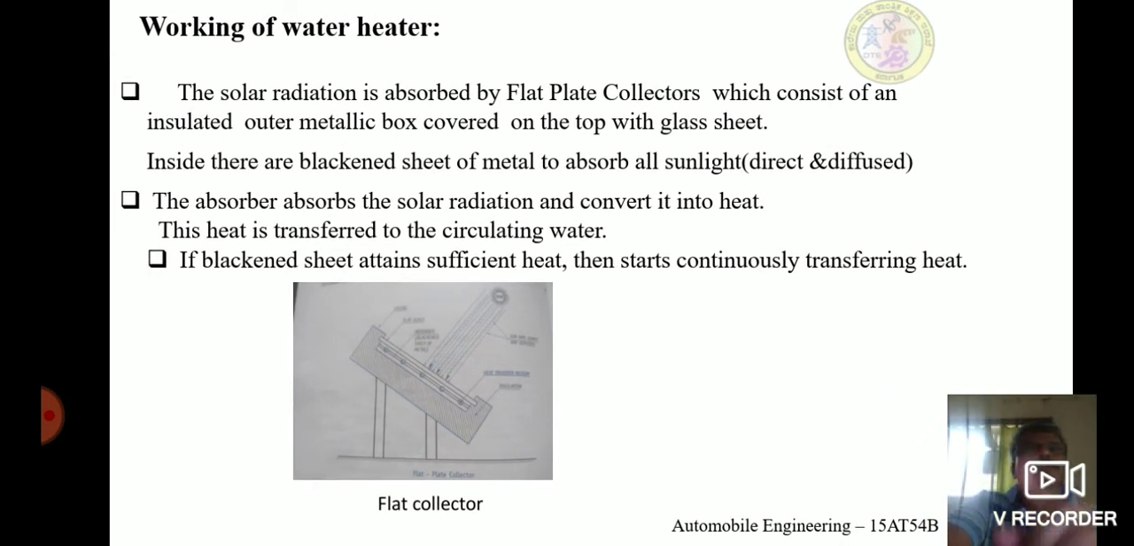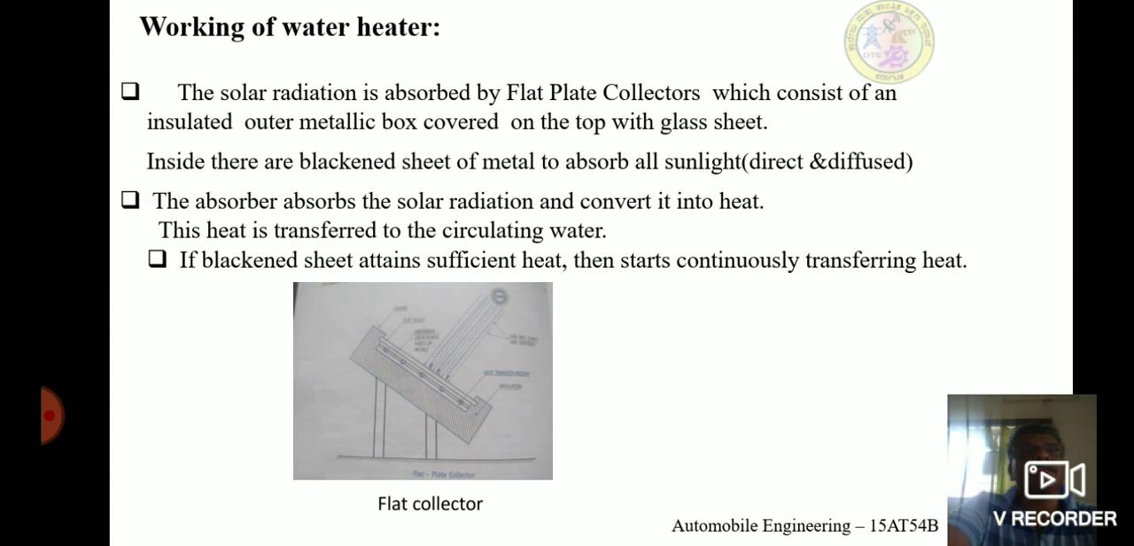The solar radiation is absorbed by flat plate collectors, which consist of an insulated outer metallic box covered on the top with a glass sheet. The glass sheet is covered there on the top. Inside there are blackened sheets of metal to absorb all sunlight. All sunlight means direct sunlight or diffused sunlight.